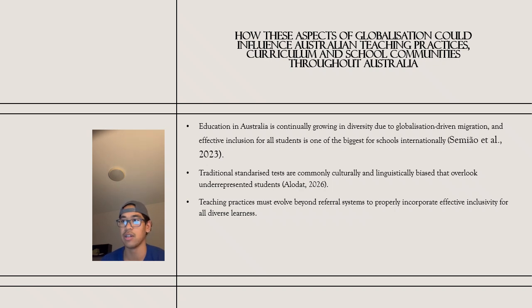Moreover, international educational standards like the OECD and international enrichment programs like the Da Vinci Descartes program founded by Knox Grammar School overlook EALD students, as noted in the incident and Aladat 2026, who state traditional standardized tests are generally culturally and linguistically biased and overlook underrepresented students. Therefore, teaching practices must evolve beyond referral systems to properly incorporate effective inclusivity for all diverse learners, so even EALD students' giftedness is not overlooked.